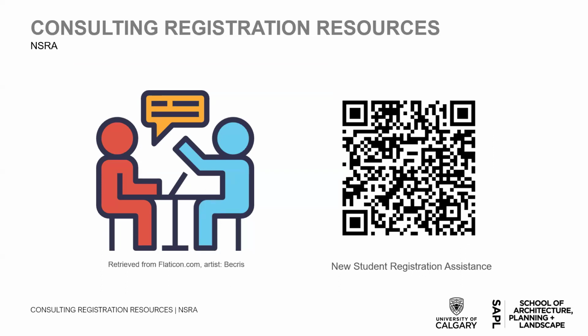NSRAs are student leaders who work with students one-on-one to put together the first-year schedule for any of our undergrad programs at U of C. It's really helpful because these student leaders have a lot of registration experience and can share more tips and tricks that they've picked up along the way. The QR code on the right will direct you to the NSRA webpage, which will have more information and resources, plus a link to make an appointment with them, which will be available once the service is open.